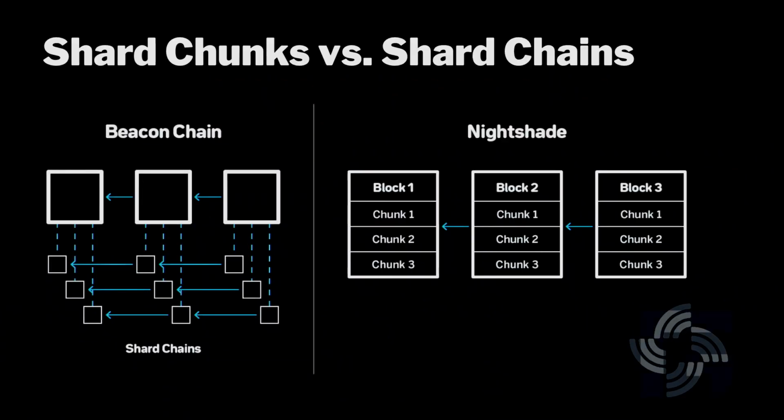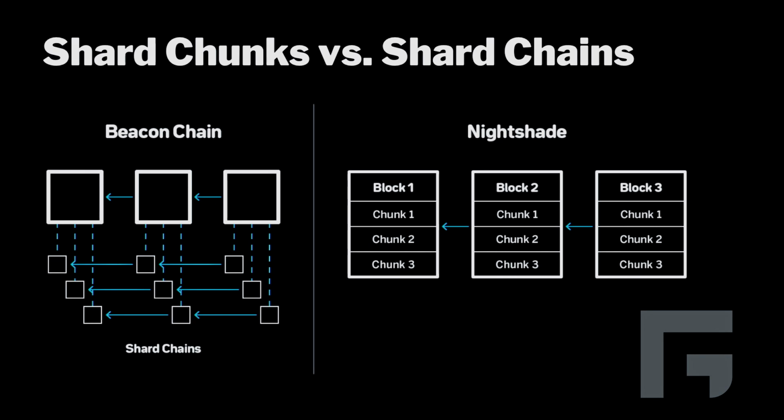So just a little visualization here. On the left, you can see a pretty standard beacon chain design, very similar to what the ETH2 current spec is going for. And then on the right, you can see the way that we're doing things. So Nightshade is the name of our sharding system.